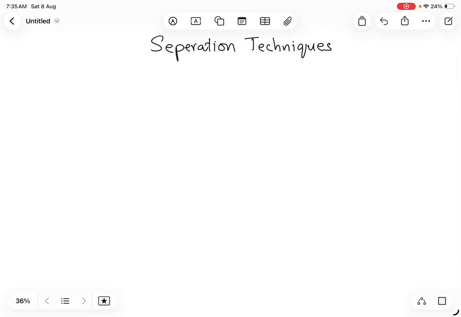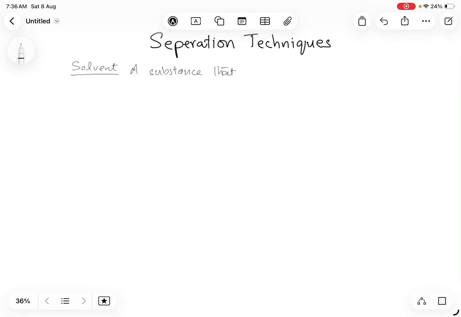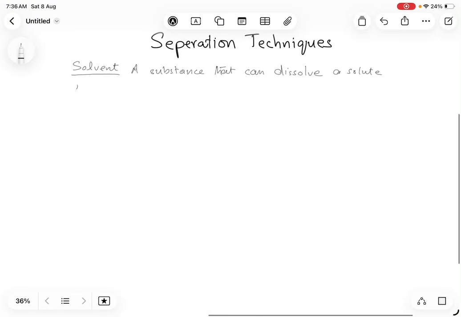The first terminology that we are going to be studying in this chapter is a solvent. Now, what is a solvent? A substance that can dissolve a solute. All right. And what is a solute?